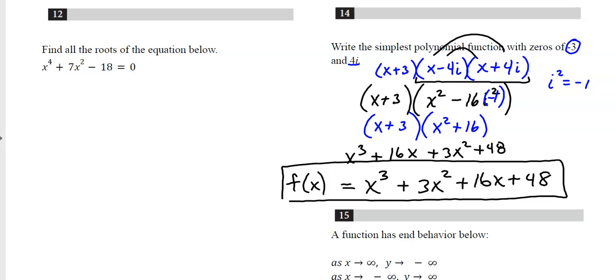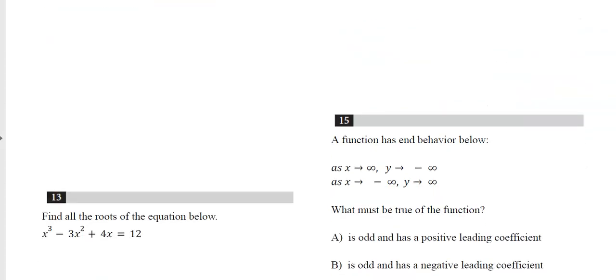So if you know zeros, you can use factors and work backwards. If you get the equation, you want to find factors to get zeros. So it's kind of a two-way process.